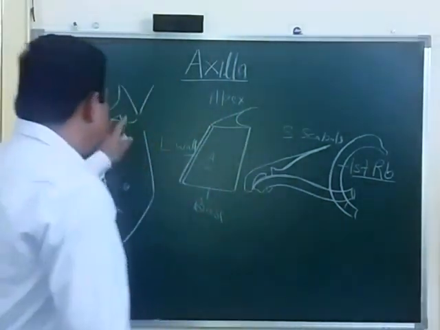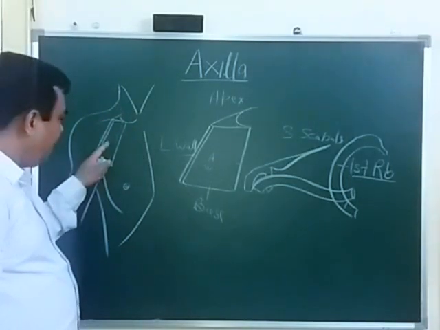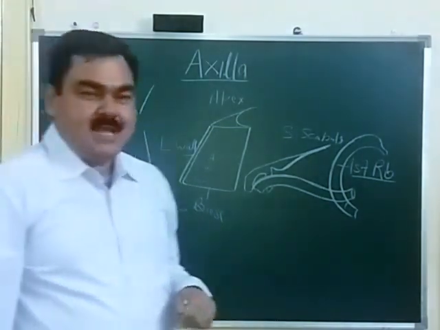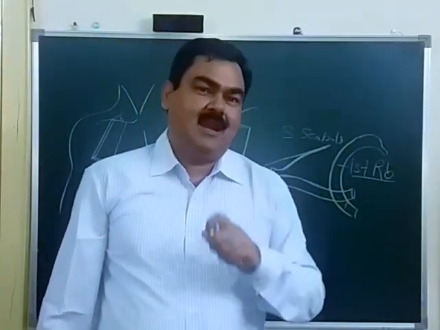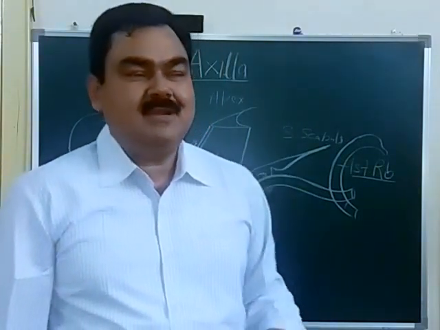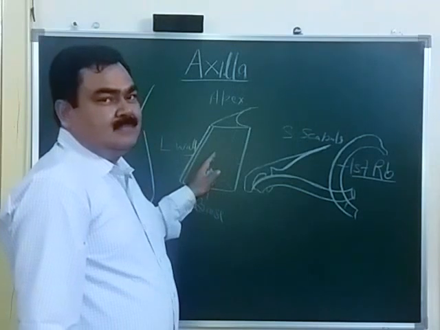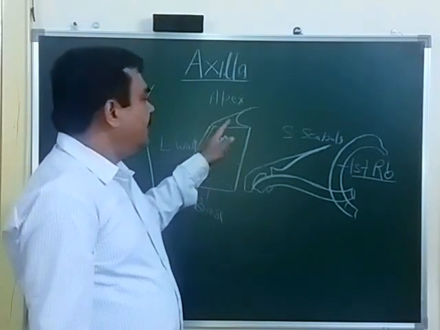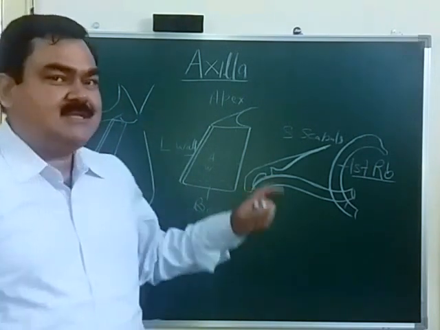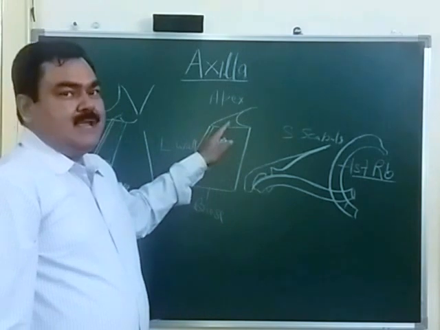This apex lies between cervical region and axilla. It is also known as cervico-axillary canal. Some structure of the cervical region passes through this into axilla. This is the reason why it is called cervico-axillary canal. These structures are axillary artery and brachial plexus.